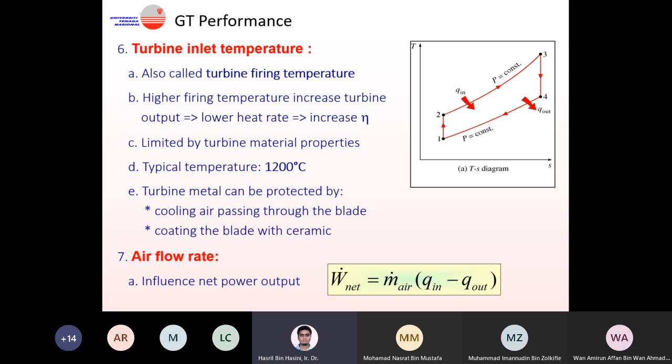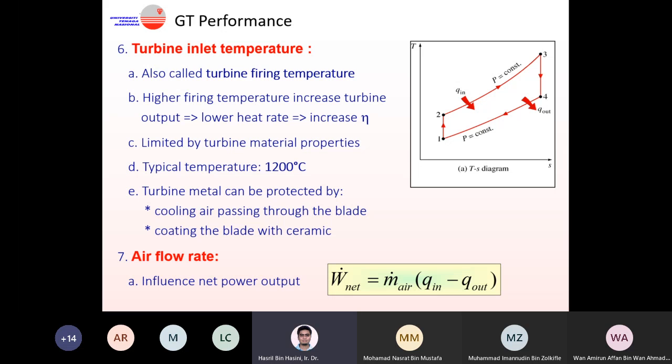And then the last factor is, of course, the flow rate. The equation here is fairly straightforward. You have W equals mass flow rate times the change of Q here. So the higher the mass flow rate, the higher the efficiency, as simple as that. So that is in terms of the performance.